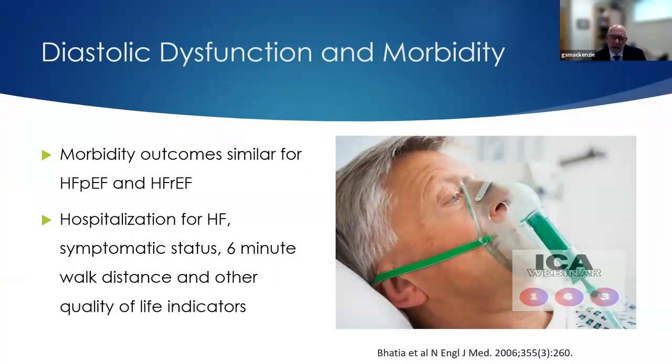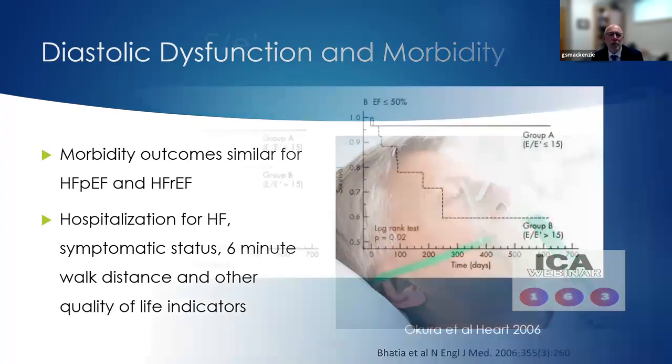Now, not surprisingly, in patients with HFpEF, morbidity and mortality rates are higher than in the general population. And the most common cause of death is cardiovascular. But what's interesting is that morbidity outcomes in HFrEF and HFpEF patients are similar. And this includes the rate and frequency for hospitalization for heart failure, their symptomatic status as measured by abnormalities in myocardial oxygen consumption, 6-minute walk distance, and other quality of life indicators. So patients with HFpEF have a morbidity burden that's equivalent to those with HFrEF.